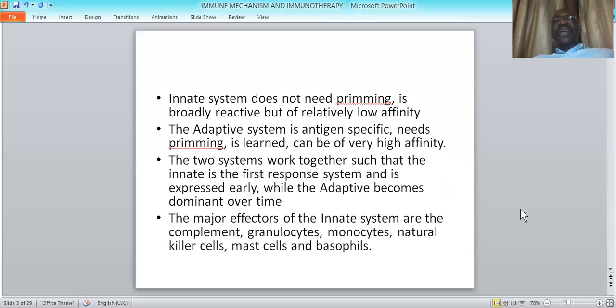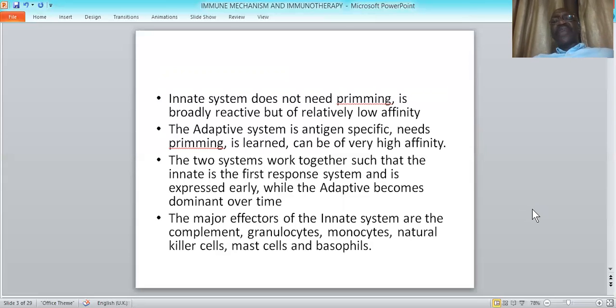The innate immune system does not need priming. That is, it does not need a situation whereby there is a prior exposure to the invading microbe, for example, before it can start to act against the invading microbe. In other words, the first time an invading microbe comes into the human body, the innate immune system is immediately activated and it starts to counter it.